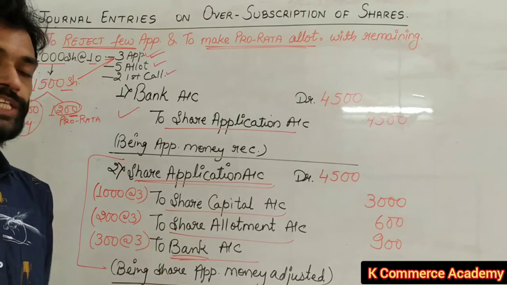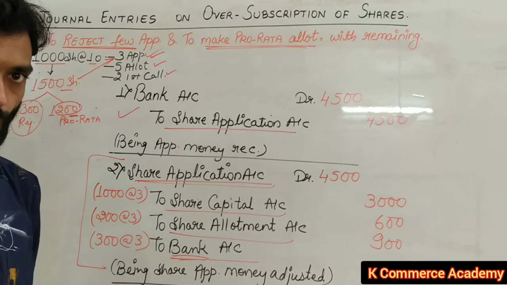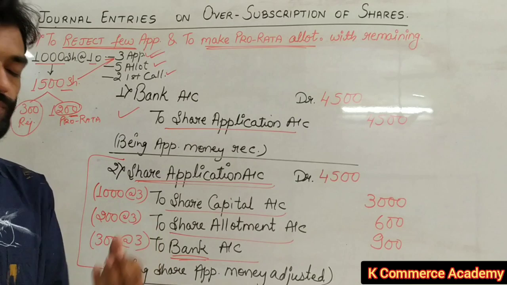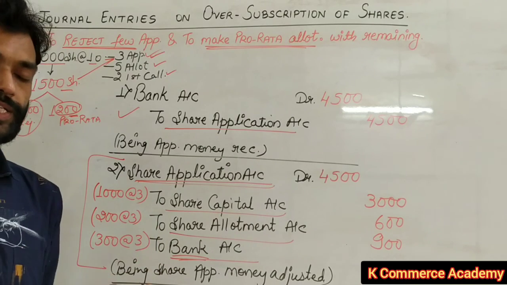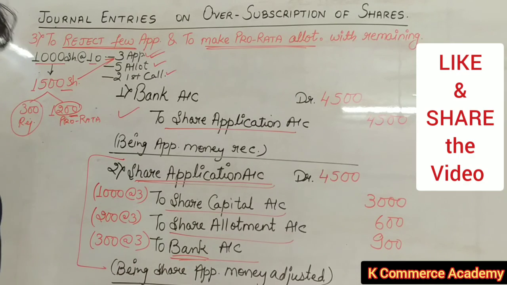There will not be any change in entry number 3rd, 4th, 5th, 6th and so on. आगे की जितनी भी जनरल एंट्रीज हैं, for making the allotment money due and receiving the allotment money, for making the first call money due and receiving the first call money, all the entries will be exactly the same. So I hope you all have understood this concept.